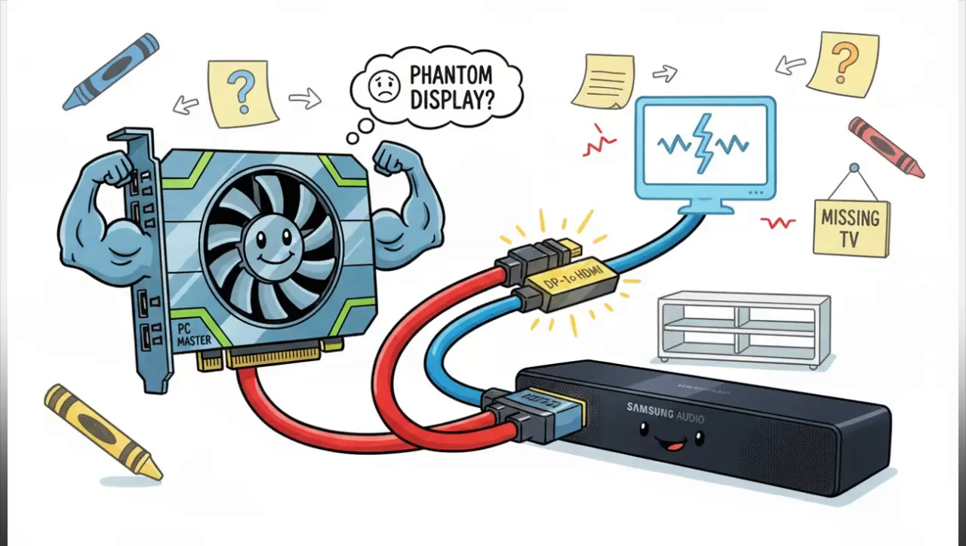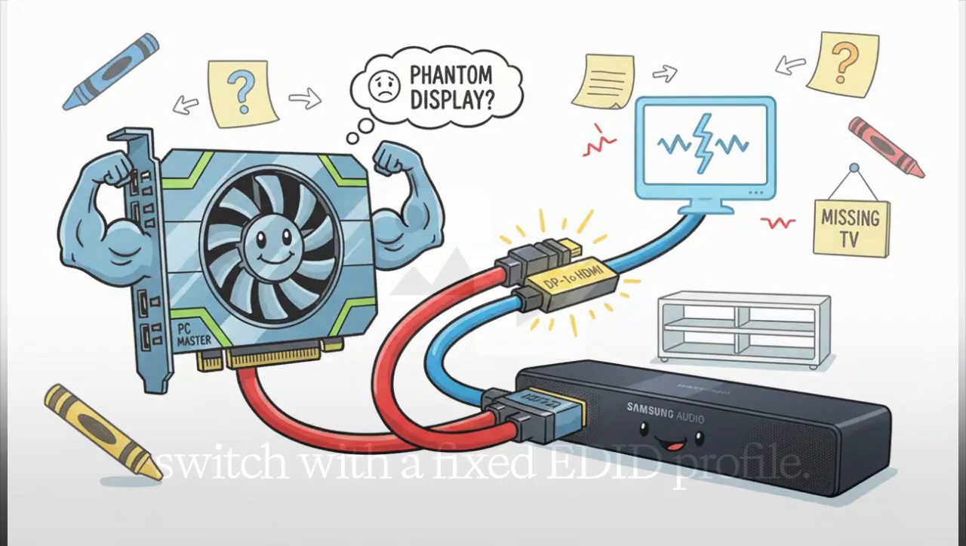One important caveat: connecting via DP to HDMI or a second HDMI port can create a phantom display in Windows, requiring some display configuration. For a completely clean setup with no phantom display, use an EDID emulator or an HDMI switch with a fixed EDID profile.